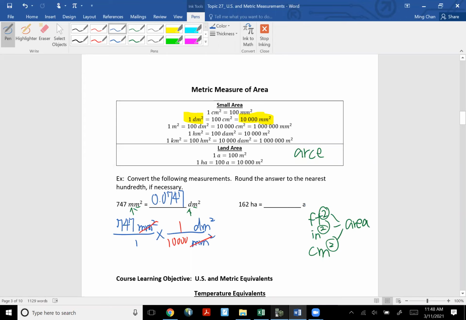All right. Conversion between hectare to ares. Hectare to ares, the ratio is right here. It's a 1 to 100 ratio. So you can take 162 hectare over 1 times another fraction, put the hectare down here, put your ares up here, and write your numbers. What does it say? 1 hectare for 100 ares. Hectare cancels out. So this problem would just be 162 times 100, which is 16,200 ares.